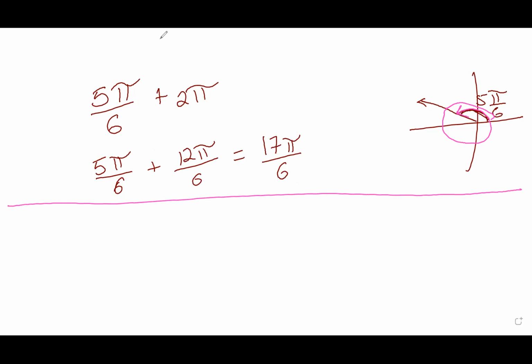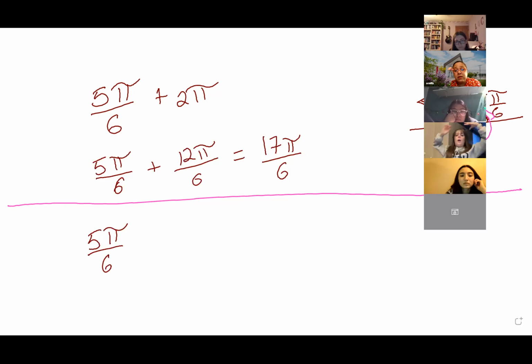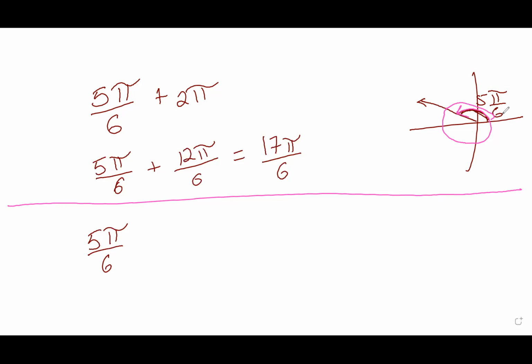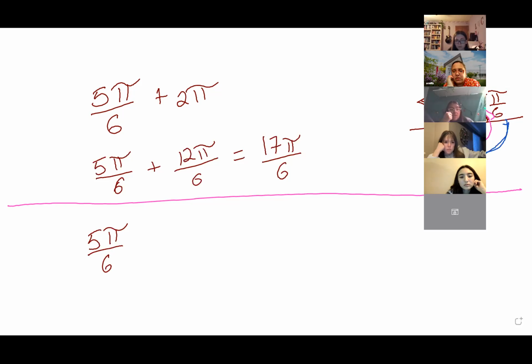Now for the negative one, what can we do? Because that means you're finding in the clockwise direction. So you're actually trying to find what this angle should be here. So what should we do? You just subtract 2 pi, right?